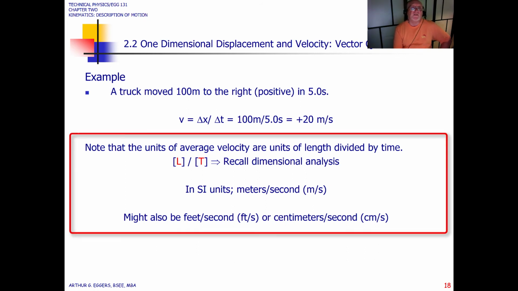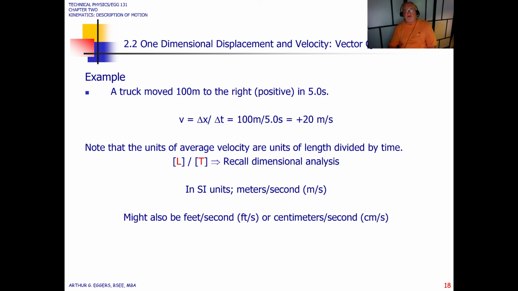Note that the units of average velocity are units of length divided by time. If we go back to our dimensional analysis, that's L over T. Recall this from our study. In SI units, we always refer to meters per second. A problem can be given in feet per second or centimeters per second, and depending on what the problem asks you, you may have to do some converting.